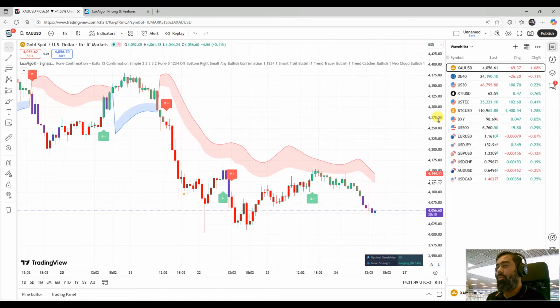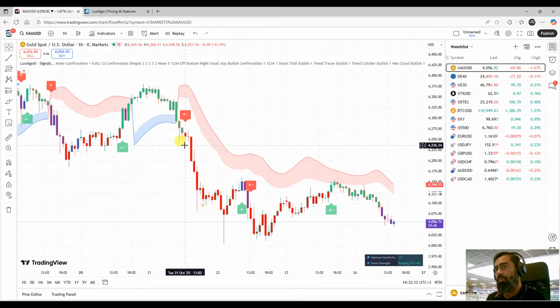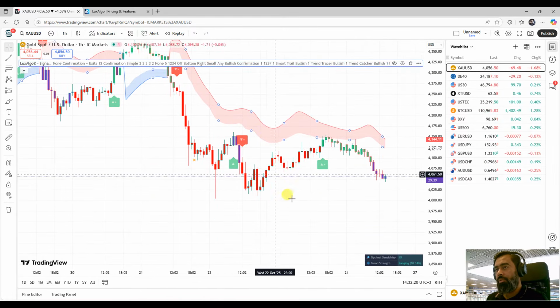You only take your H1 trades when this Neo Cloud is in buy. Yeah, it has to be blue. For example, if I'm planning to take a buy trade, these green candles should be above the Neo Cloud. Understood? And if I'm planning to take a sell, I will only take it if the sell signal is below the Neo Cloud, meaning the Neo Cloud should be red. That's the reason I will only be taking sell.